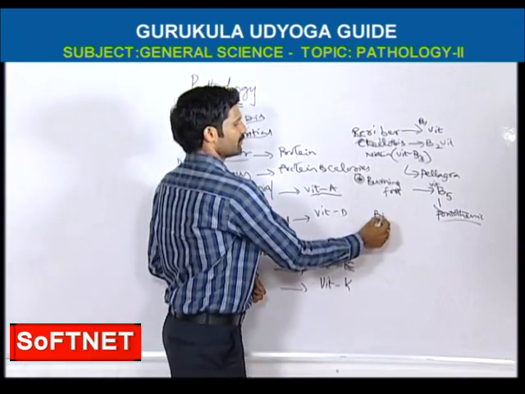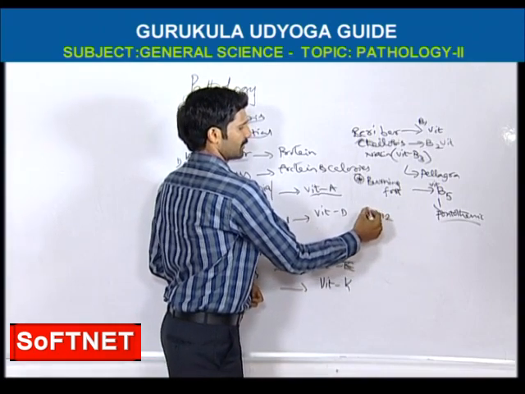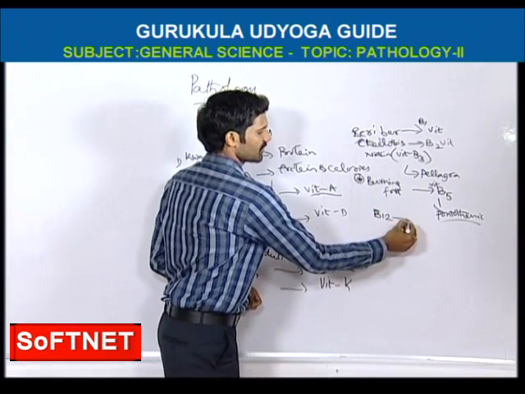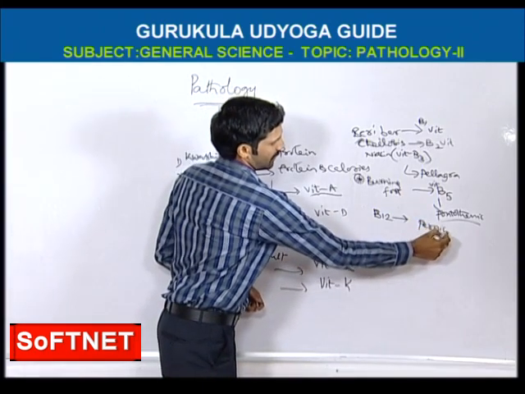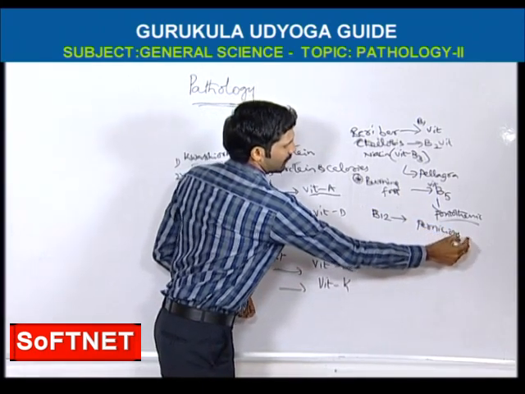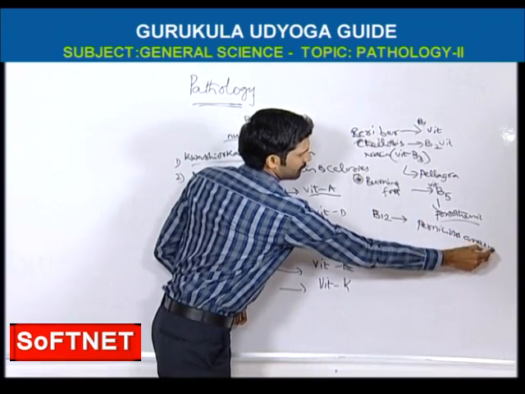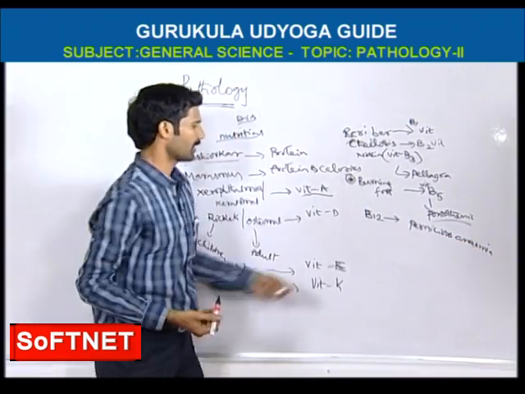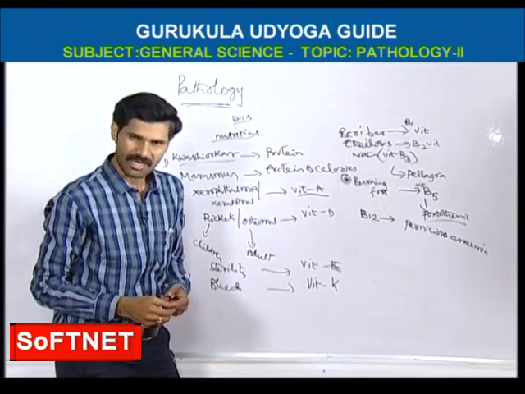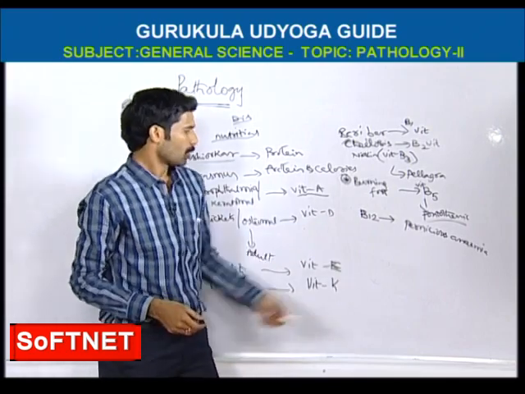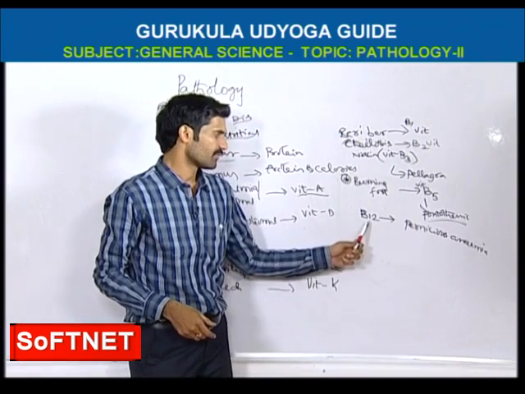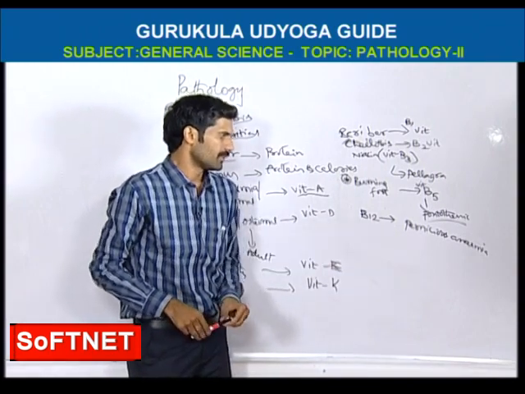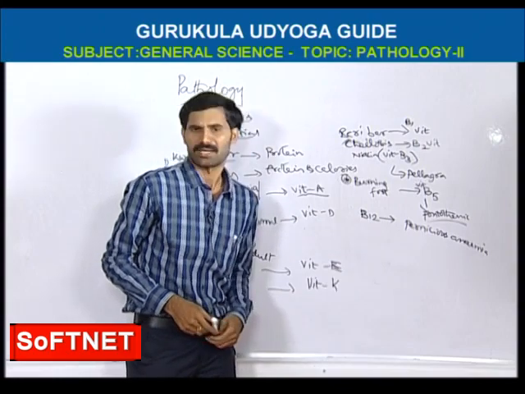Next, the deficiency of vitamin B12 leads to pernicious anemia. Okay, and the chemical name of vitamin B12 is cyanocobalamin, a cobalt containing vitamin. Deficiency of vitamin B12 leads to a disease called pernicious anemia.